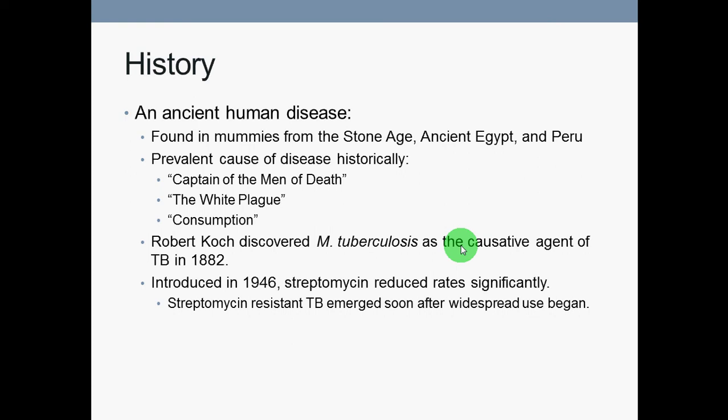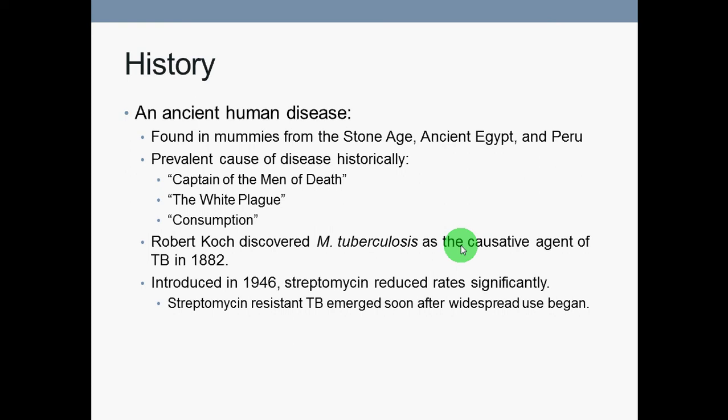Back in 1882, Robert Koch, who came up with his postulates, he's also the one that came up with the first link between a bacterium and an infectious disease. He discovered that Mycobacterium tuberculosis is the causative agent of TB. So he first discovered Bacillus anthracis as the causative agent of anthrax, and then he moved on to TB after that.